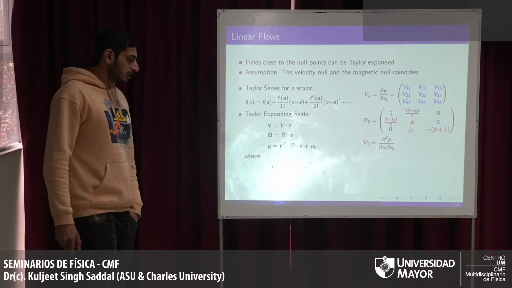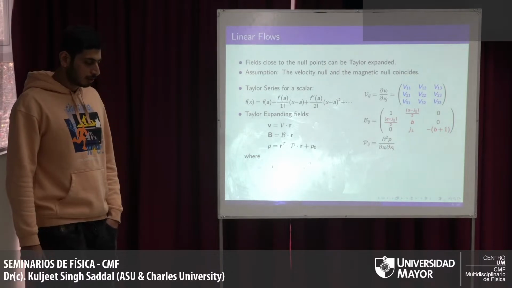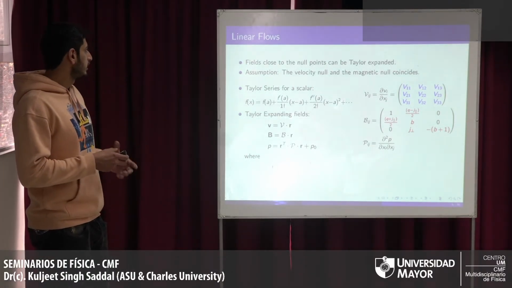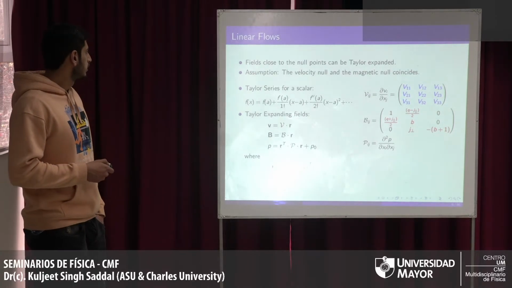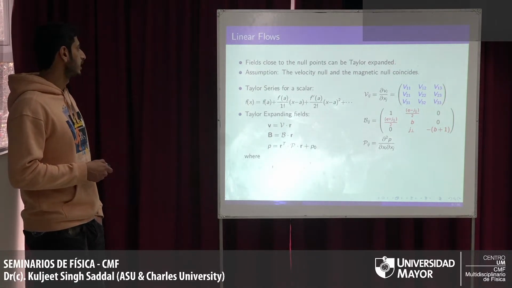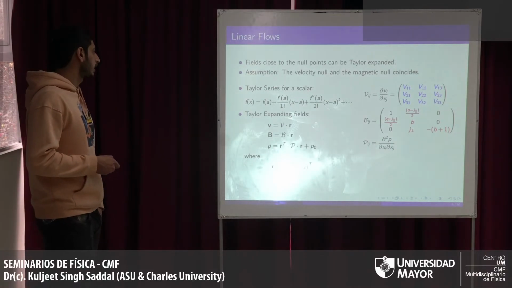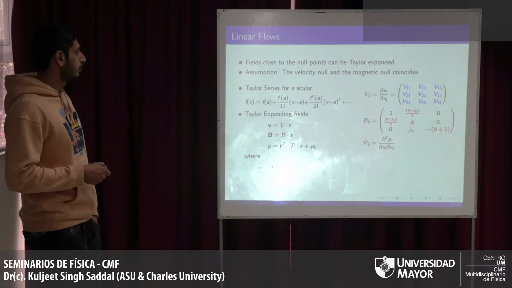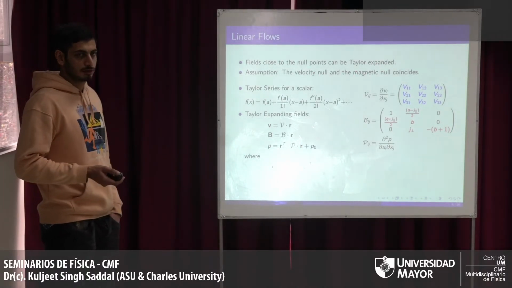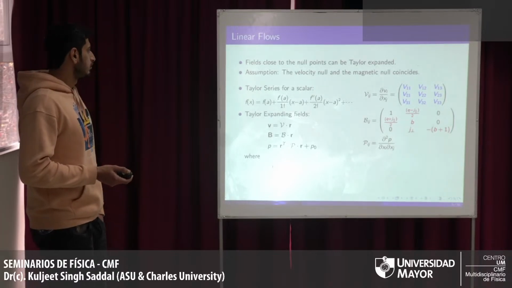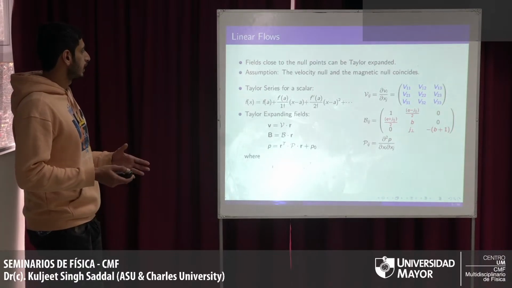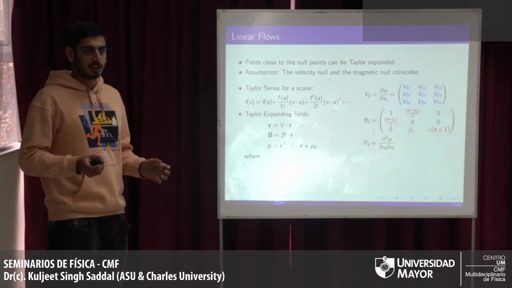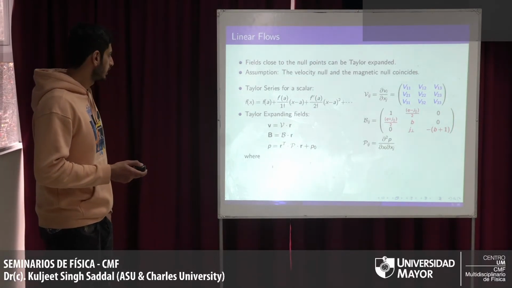Okay. So now since we want to work in a small neighborhood close to the apex, everything can be Taylor expanded. So fields close to the null point can be Taylor expanded. And we work under the assumption that the point where the velocity field goes to 0 and the point where the magnetic field goes to 0 coincides. So as long as fields can be Taylor expanded and the velocity null point coincides with the magnetic null point, our theory is valid. So it's quite general in that sense.